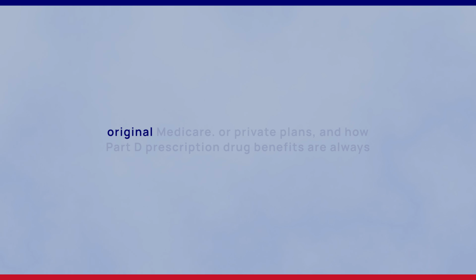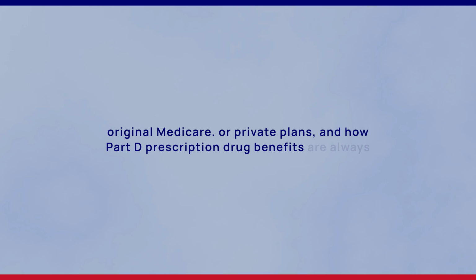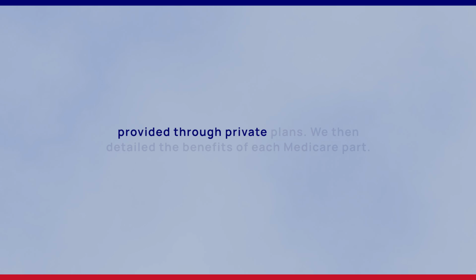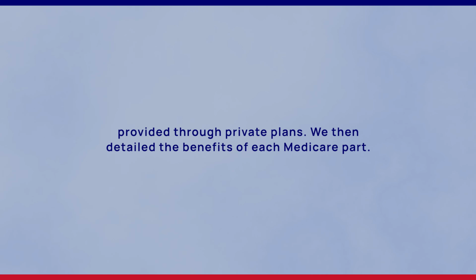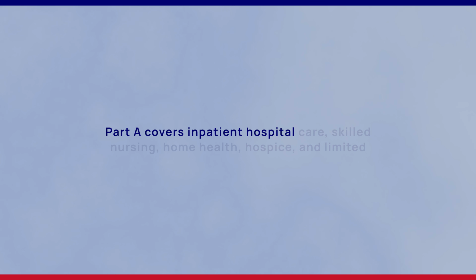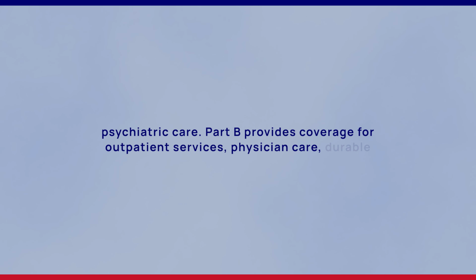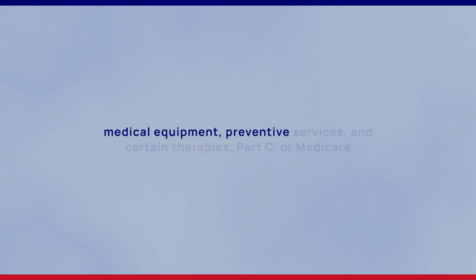We reviewed how beneficiaries can receive coverage through Original Medicare or private plans, and how Part D prescription drug benefits are always provided through private plans. We then detailed the benefits of each Medicare part. Part A covers inpatient hospital care, skilled nursing, home health, hospice, and limited psychiatric care. Part B provides coverage for outpatient services, physician care, durable medical equipment, preventive services, and certain therapies.